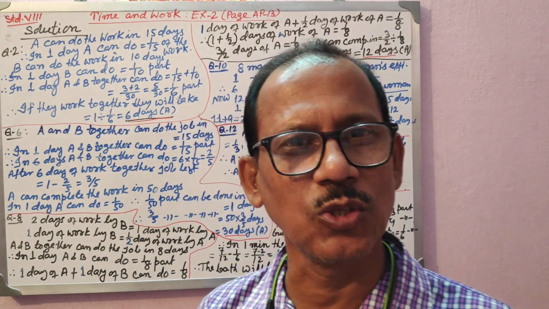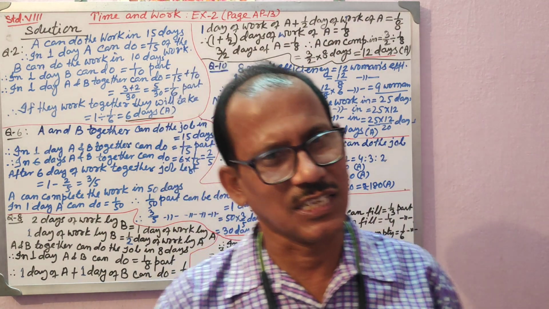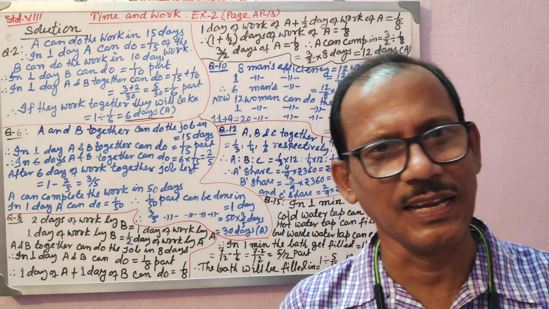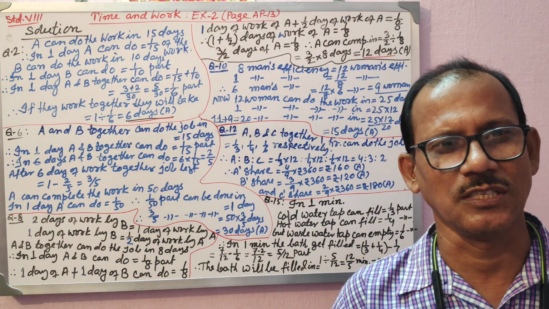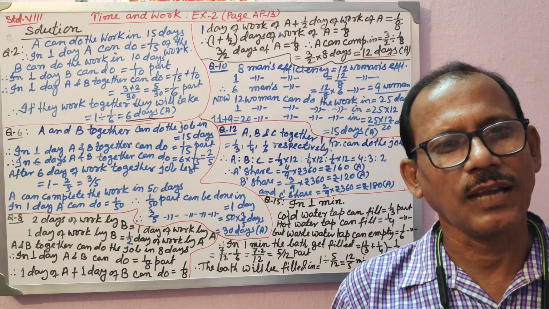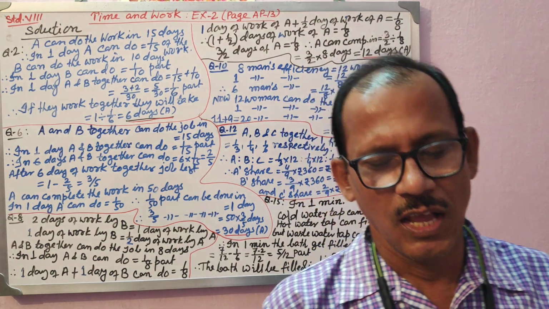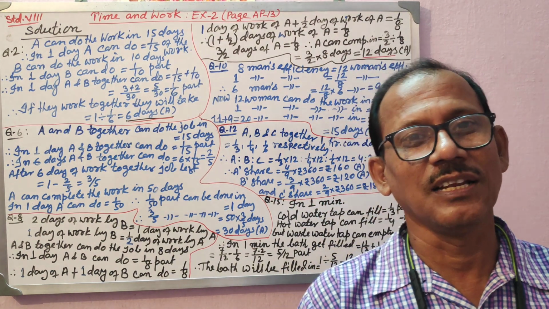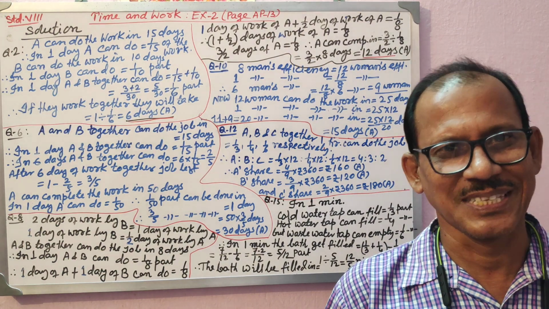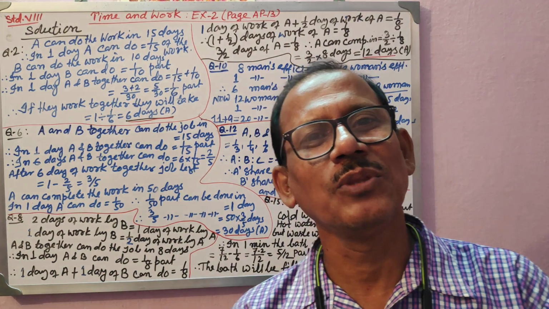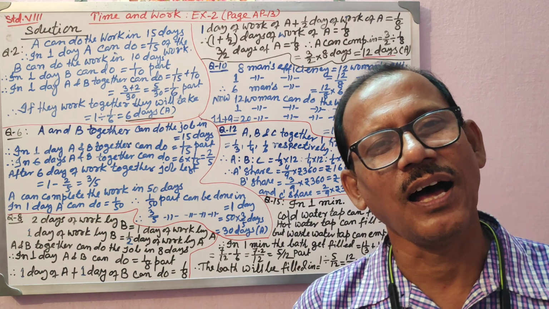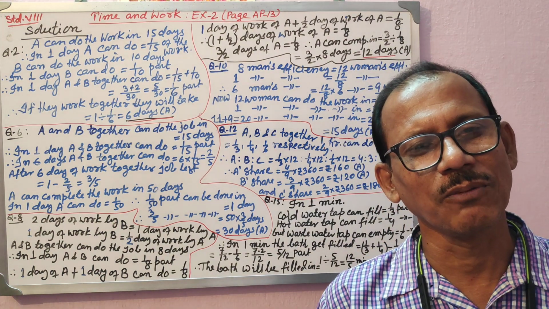Now B can do the same job in 10 days. The efficiency of B and A definitely will not be the same. Two manpower's efficiency never becomes the same; sometimes only they are the same, especially in levelling work and all. Okay, B can do the job in 10 days, so in 1 day B can do 1 by 10 part of the job.